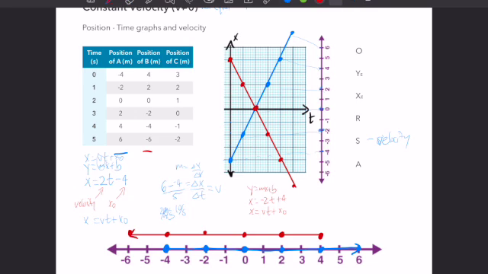So next we have the green. And let's see what we have. We start out with a position of 3. And after 1 second, we go to 2, then to 1, then to 0, to minus 1, to minus 2. So we would expect the velocity is negative, just as we would expect the red to be negative, because it's moving in the negative direction.